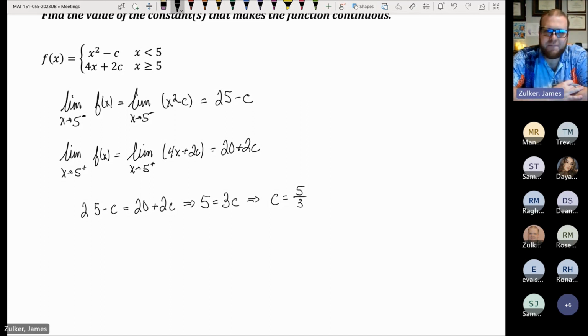If you notice, f of 5 would be 20 plus 2c. So we're guaranteed that this limit will equal f of 5. So this is the value of c that makes this function continuous everywhere.